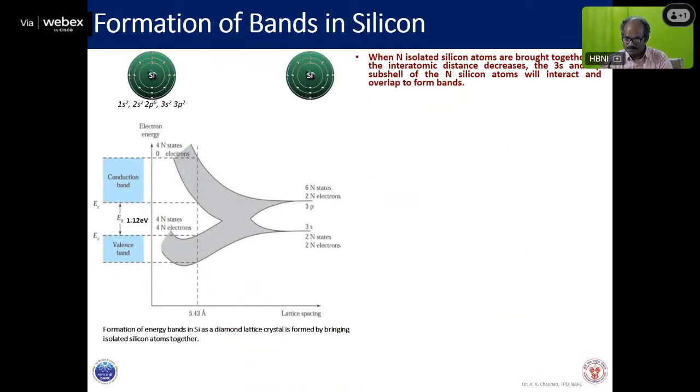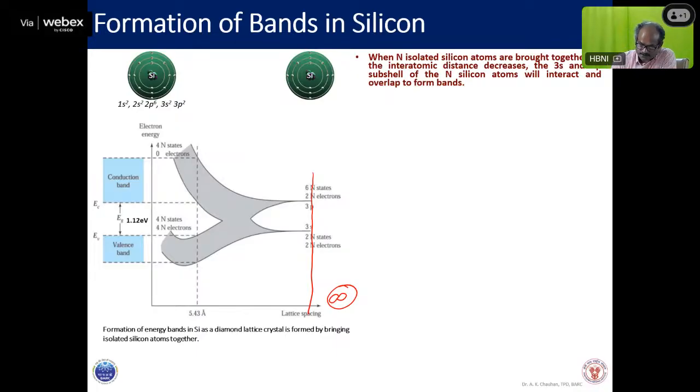Now let us see it in a slightly different way. Here we are at infinite distance, so we have n isolated silicon atoms. This distance is now infinite. Now you start bringing them together.